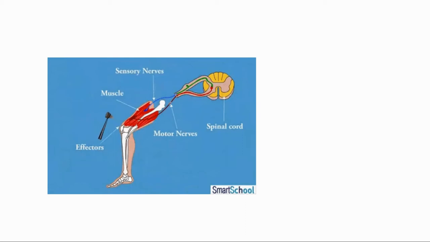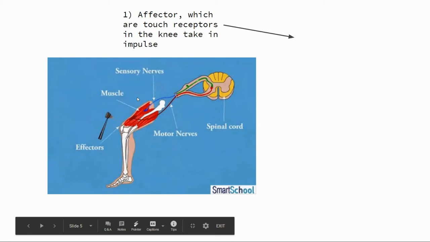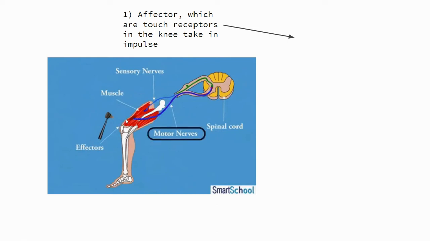And the response they're looking for is, does the bottom half of your leg, your calf muscle and everything, raise up? So it has to start with the affector, which are the touch receptors in the knee that take on the impulse. So the doctor hits the knee, okay, that affector or sensory receptor takes on that touch and passes it along. So the very first one is you're starting with your sensory neuron. Okay, so we don't have one here, so it's going to be somewhere in here, sensory neuron.